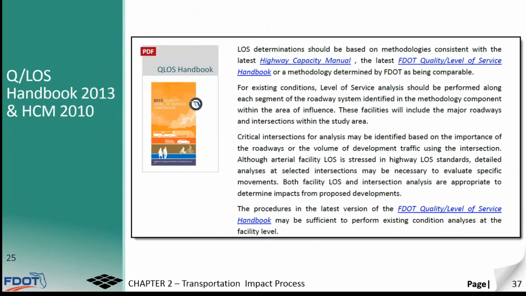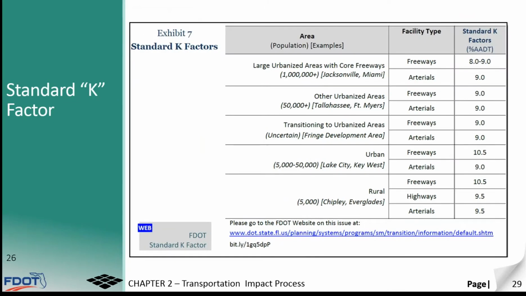In 2013, DOT Planning produced the latest in a series of quality level of service handbooks. We have numerous improvements and changes that have been made. I talked earlier about what they call the standard K. Those of you that are familiar with transportation analysis know that a lot of time was spent on determining this peaking factor, but now after thousands of hours of study, we have an easy to follow chart that is quite good for estimating peak hour traffic.